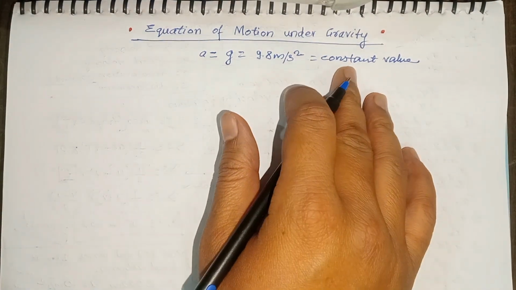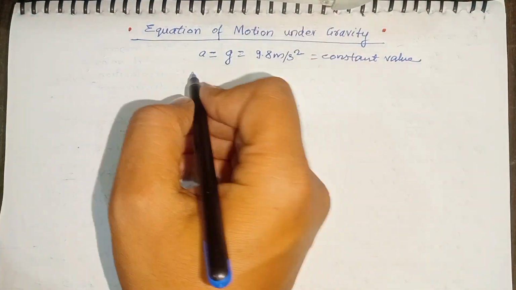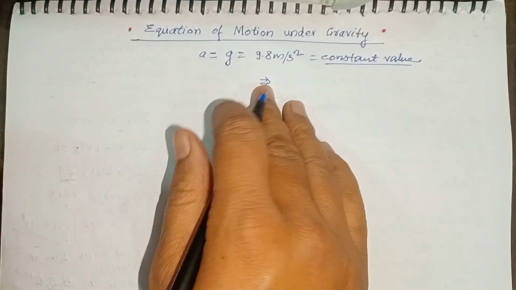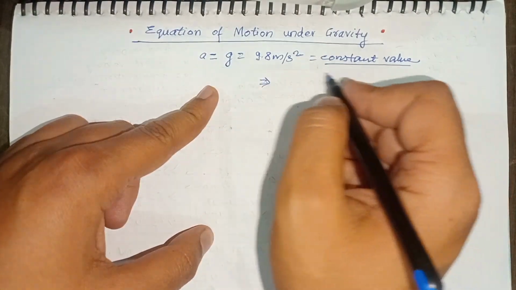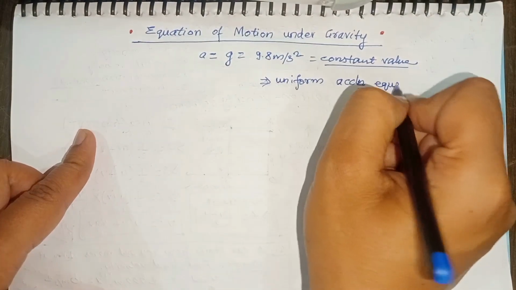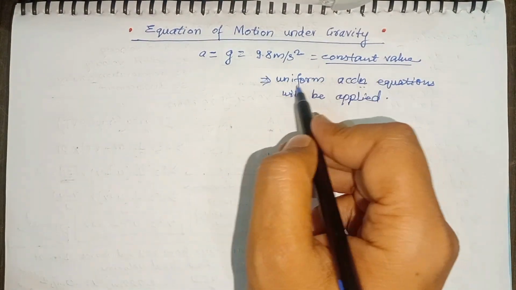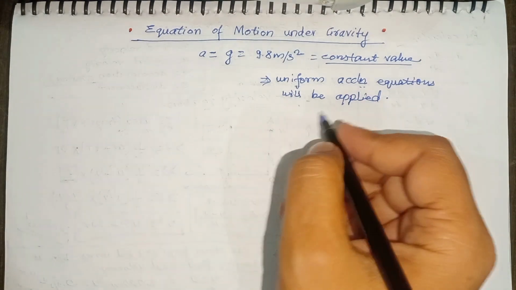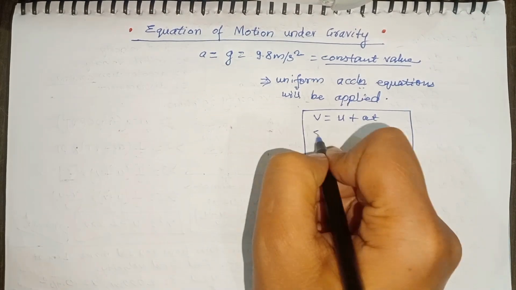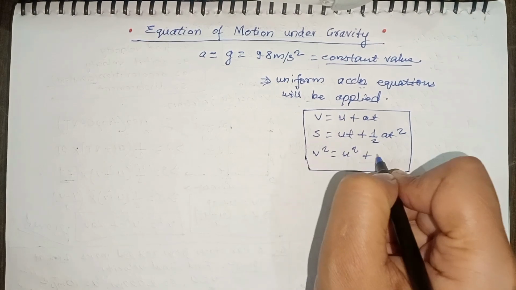What does it mean? It means the equations will be applied like uniformly accelerated motion. This constant value of acceleration suggests that the equations of constant acceleration will be applied. Because the acceleration is constant, uniform acceleration equations will be applied. And what are the uniform acceleration equations? We remember v equals u plus at, s equals ut plus half at square, and v square equals u square plus 2as.